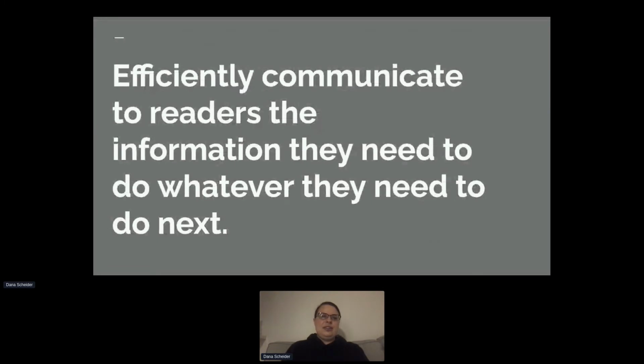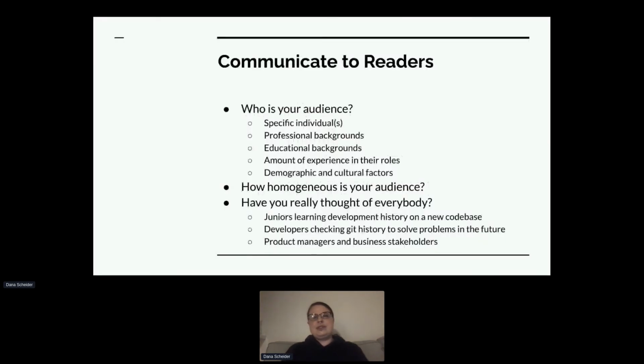So all of this said, the goal of technical writing that I propose is to efficiently communicate to readers the information they need to do whatever they do next. And there are three components to this. The first component is communicating to readers.